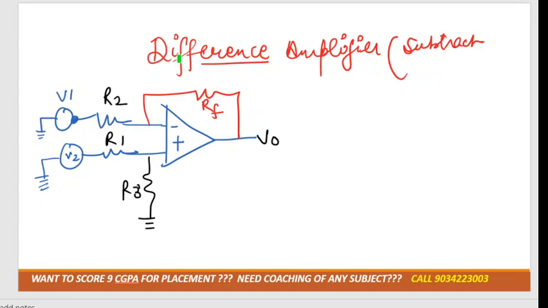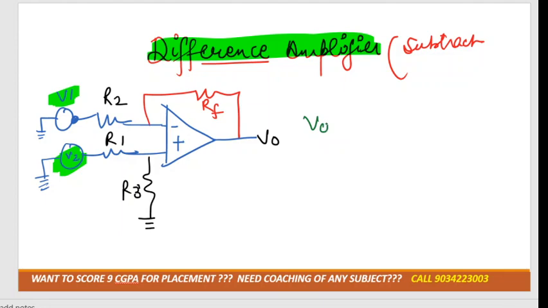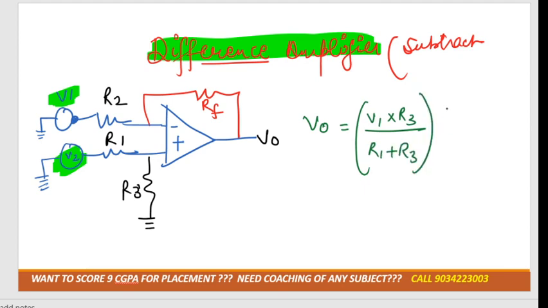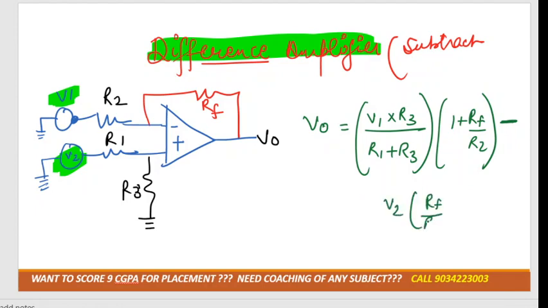As its name suggests, a difference amplifier, where will the difference be? If we give 2 voltages, then only there will be a difference. If I give 1 voltage, there will be no difference, correct? So in this case, what would be the output voltage? The output voltage formula is V1 into R3 divided by R1 plus R3, into 1 plus RF by R2, minus V2 into RF by R2.